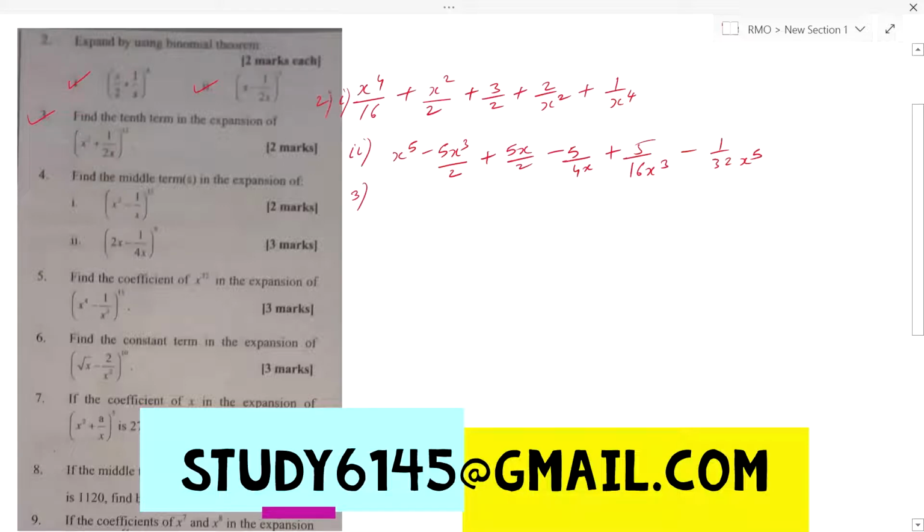110 by x cube. No, the answer is 55 by 128 x cube. Okay, one minute, let me check. Okay, got it.